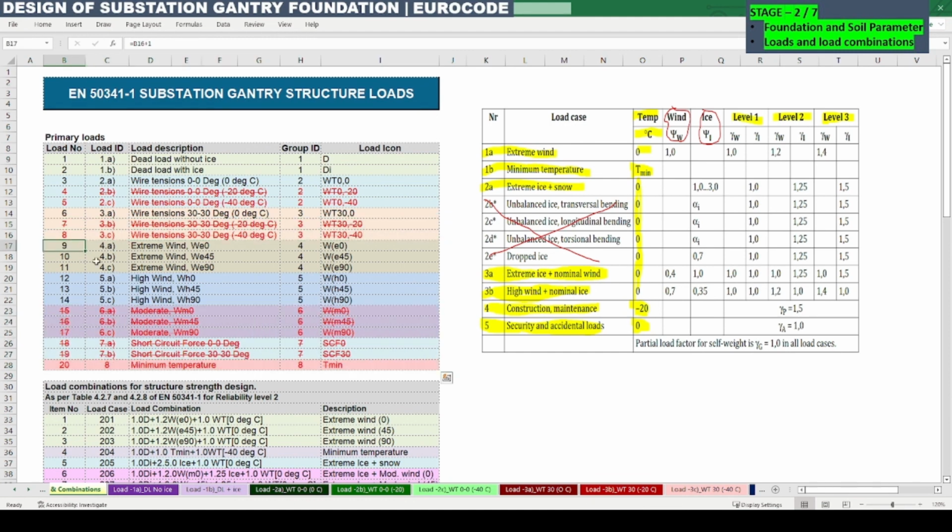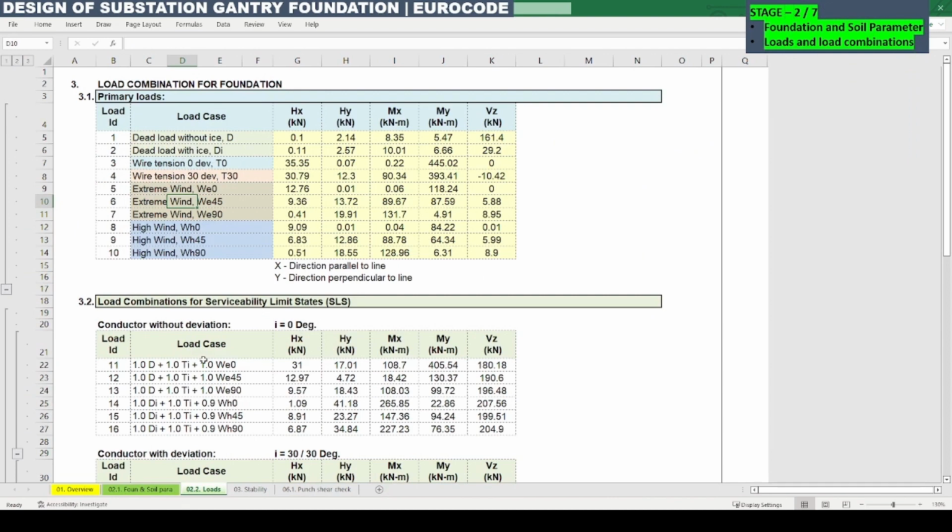So applicable load cases are only these: 1, 2, 3 and 4, 5, 6, 7, 8, 9, 10. So only these 10 load cases we are going to consider for our foundation design. So here the 10 cases are done. Now we need to replace these values with the structural loads which we already calculated during our previous videos.